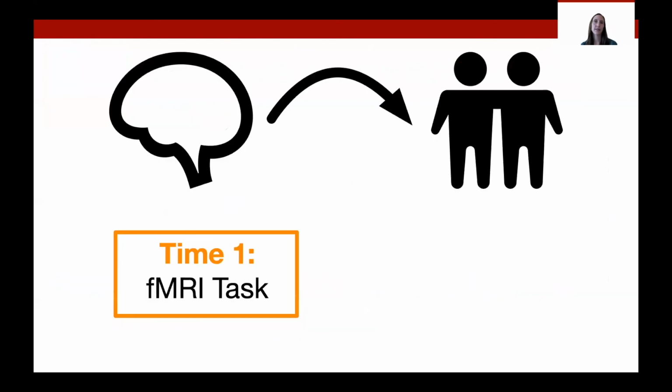So to examine neural sensitivity to social reward, we used a social interactive fMRI task that was designed to probe the neural bases of social reward.